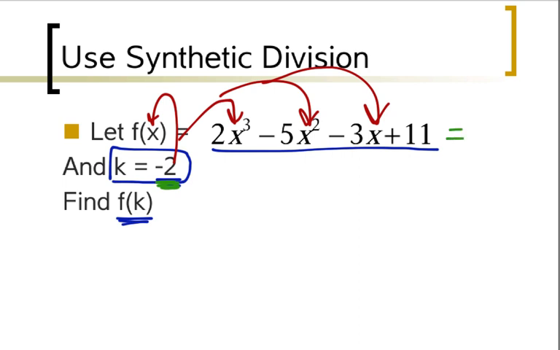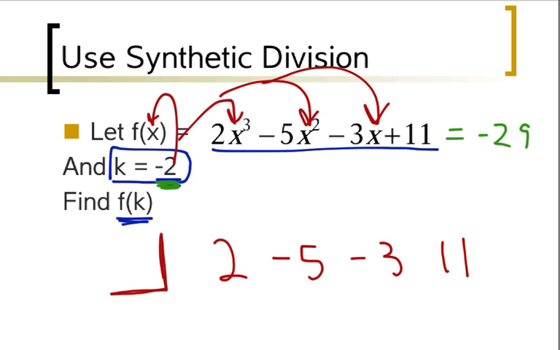Okay, the answer is going to be -29. If you plug it in a calculator, that's what you get. So let's work it out using synthetic division and see how this goes. So what you do is you take your synthetic division coefficients, the 2, -5, -3, and 11, and we want to work synthetic division with it.